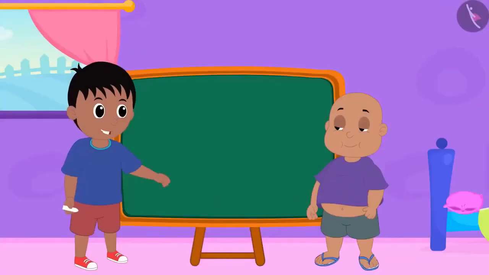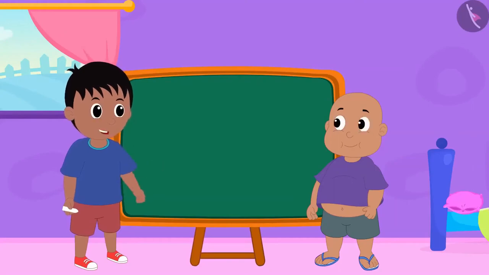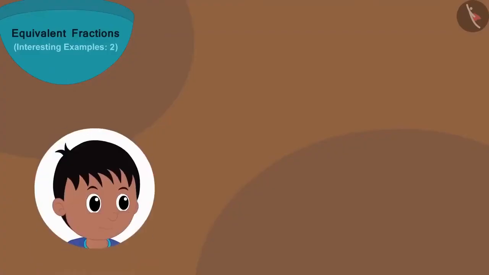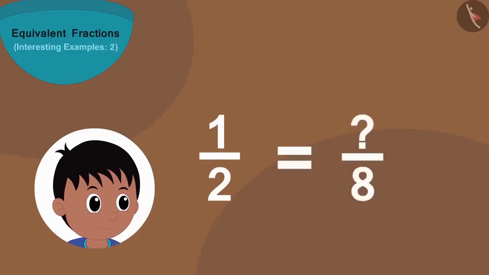Today, Raju and Bablu are playing a unique game. Raju will write a fraction. Then, he will write the number below the equivalent of that fraction. And Bablu will have to find the number above it.